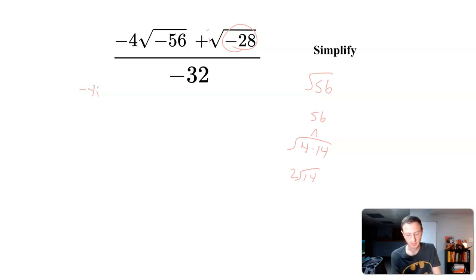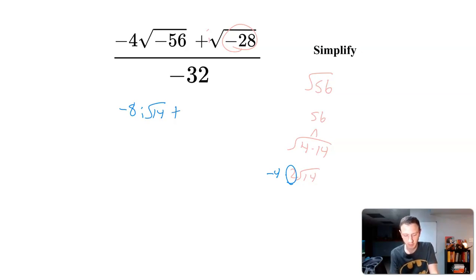All right. So from here, this is where we have to be careful, because I had -4i since I pulled out that negative to call i. So I have this -4 here, and when I rewrite this, I have -4 times that 2. I did the square root of 56 as 4 times 14, and the square root of 4 was 2, so that's where I'm getting this 2 from. It comes out of the radical. Then I have 2 times -4, which gives me -8. So I have -8i square root of 14.